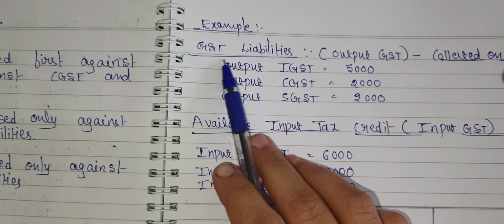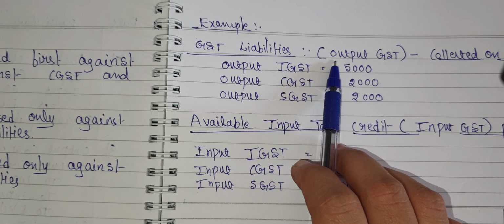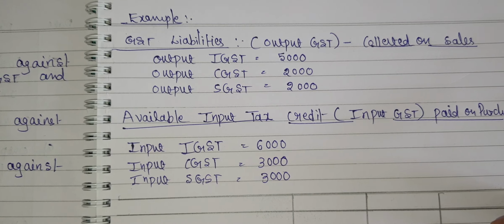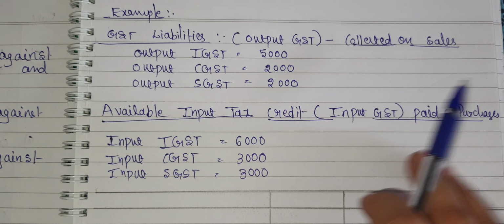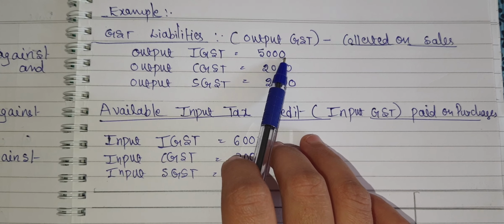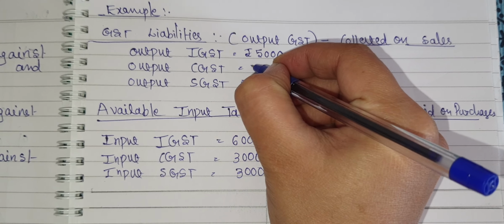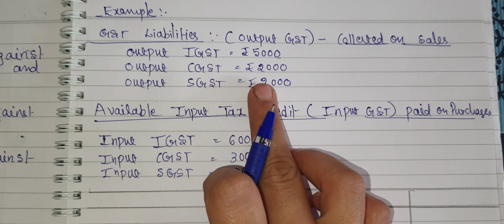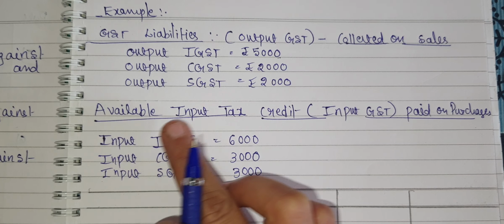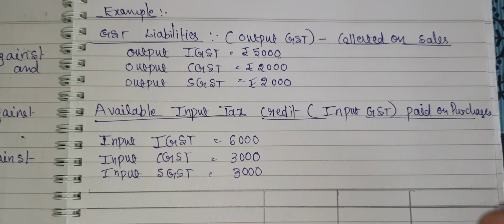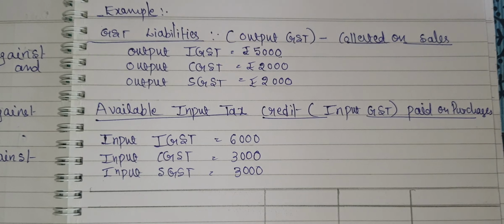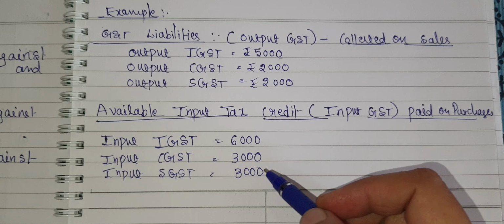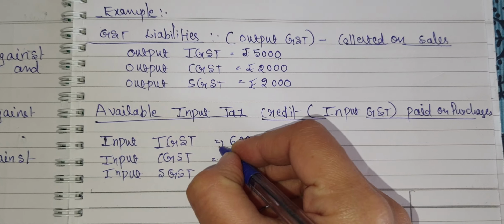Here, GST liabilities means what? That is the output GST collected on sales: output IGST is 5000 rupees, output CGST 2000 rupees and output SGST 2000 rupees. Now available input tax credit means what? Input GST that is paid on purchases: input IGST 6000, input CGST 3000, input SGST 3000 rupees.